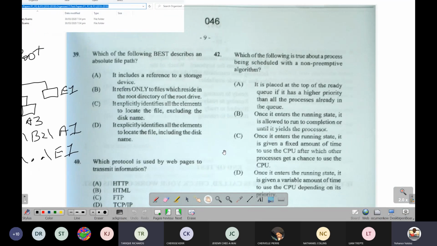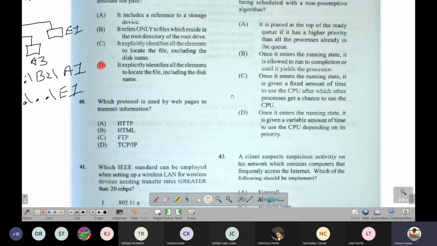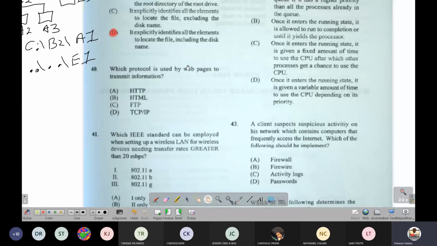Which of the following best describes an absolute file path? It explicitly identifies all the elements to locate the file, including the disk name. So the answer is D. If you exclude the disk name, it might still be relative, from one file to another. Which protocol is used by web pages to transmit information? We know that HTTP, hypertext transfer protocol, is for web pages.